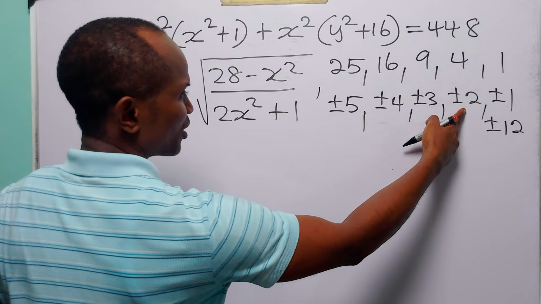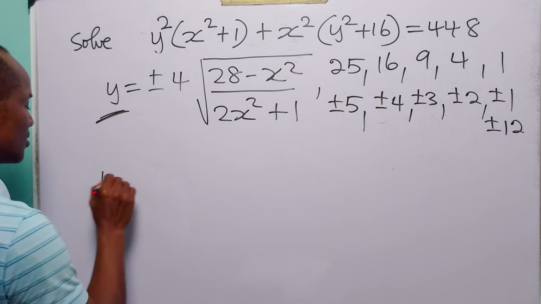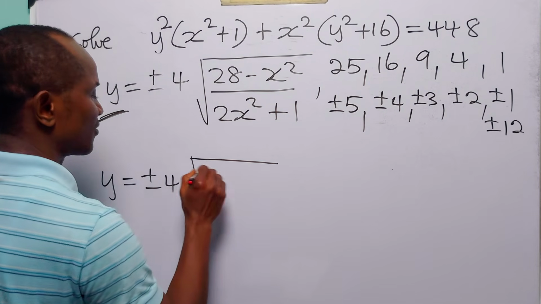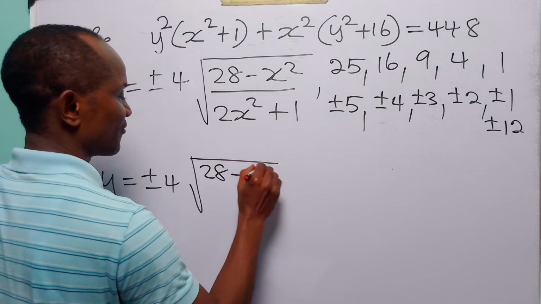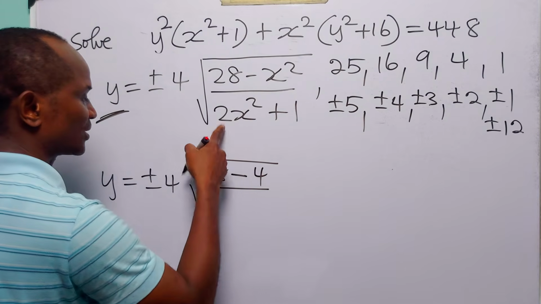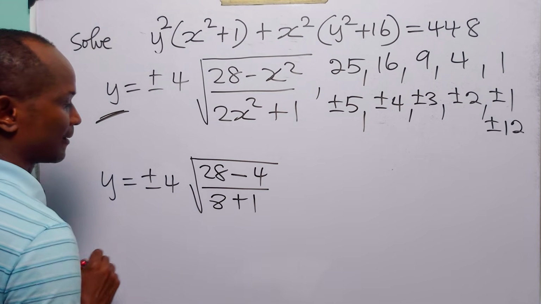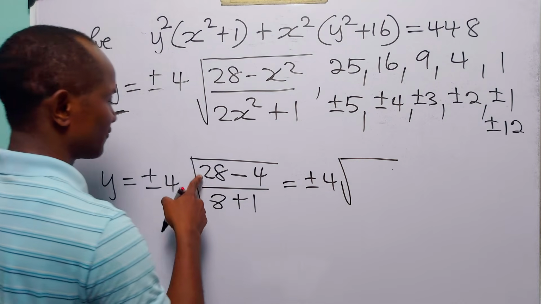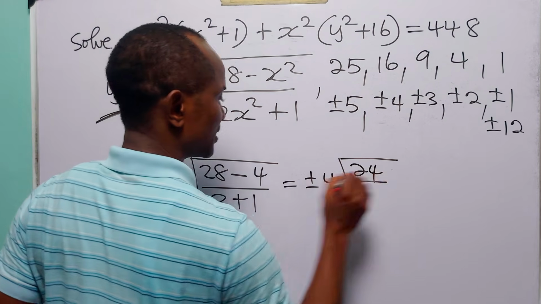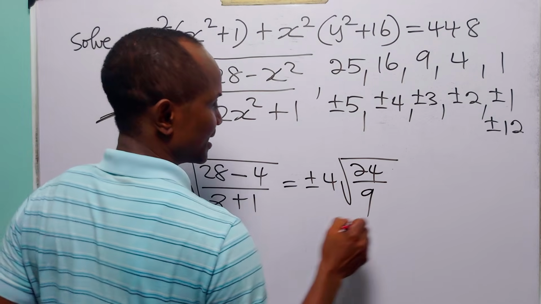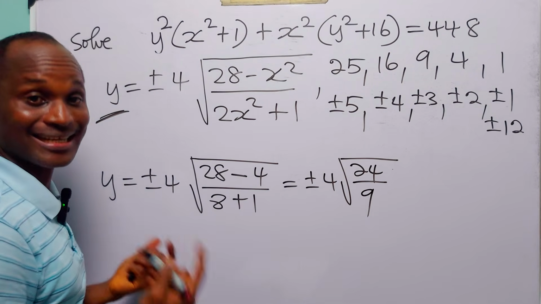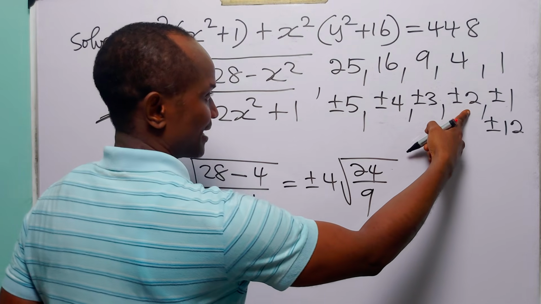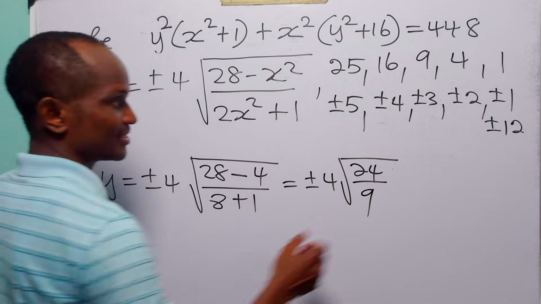When x is equal to plus or minus 2, then y will be equal to plus or minus 4 times the square root of (28 minus 4) divided by (4 times 2 is 8, plus 1). This is equal to plus or minus 4 times the square root of 28 minus 4 is 24, divided by 8 plus 1 is 9. Now, this is neither an integer nor a perfect square.